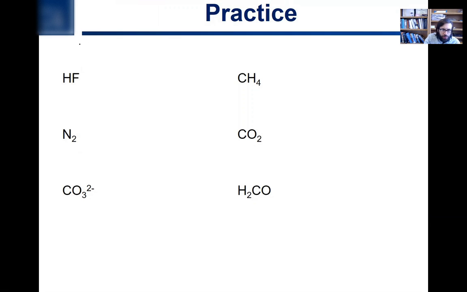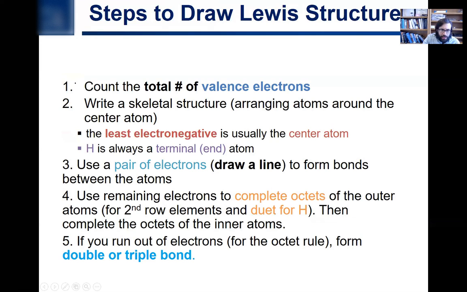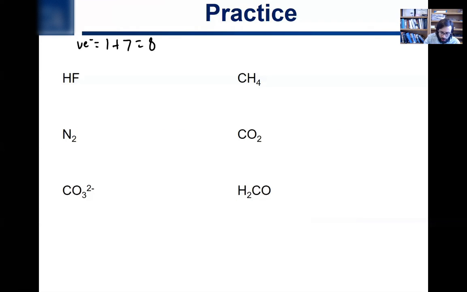So first step was to figure out the number of valence electrons. So the number of valence electrons here for hydrogen fluoride is, well, there's 1 valence electron for hydrogen, it's in group 1, and fluorine is a halogen, so that's 7, so it's 8 valence electrons. So that's step 1. Step 2 is write a skeletal structure arranging atoms around the center atom. Well, we only have 2 atoms here, so nothing's really in the center. So we're just going to put H and F and connect them by a line. We'll start out by drawing a single bond.